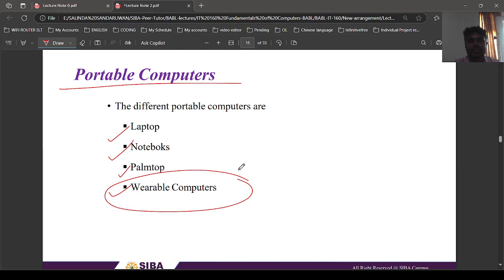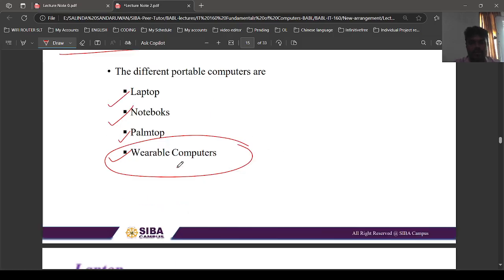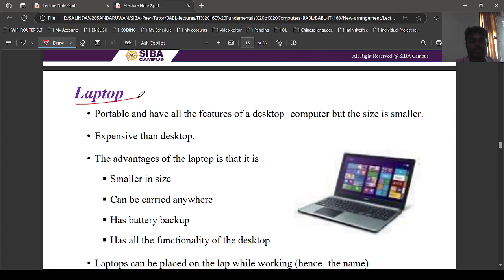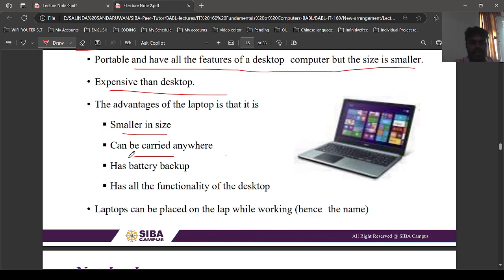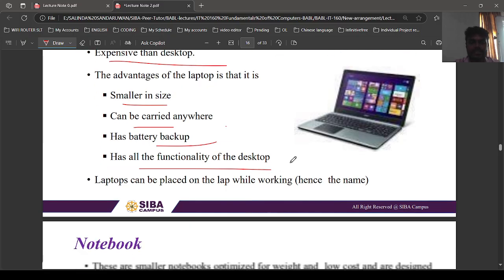We call them portable and wearable computers. And the laptop, under which category is it? It's under the microcomputers, right? Portable and has all the features, more expensive than a desktop. Why is that? It's integrated. You have an inbuilt battery, camera, touchpad, keyboard, but in a desktop it's separate. Smaller in size, can be carried anywhere, has battery backup, and the functions are the same as the desktop.